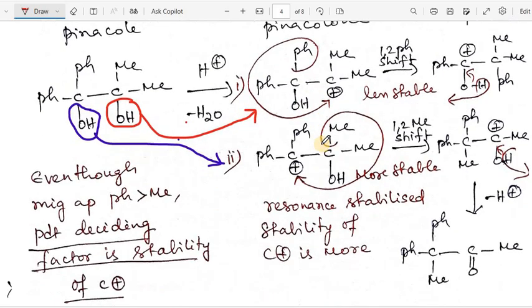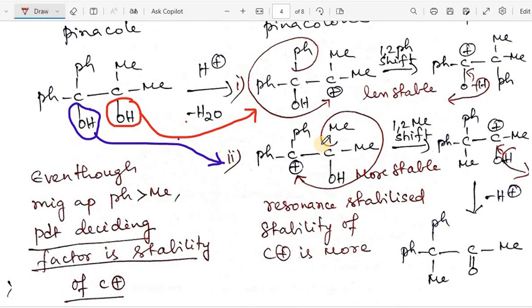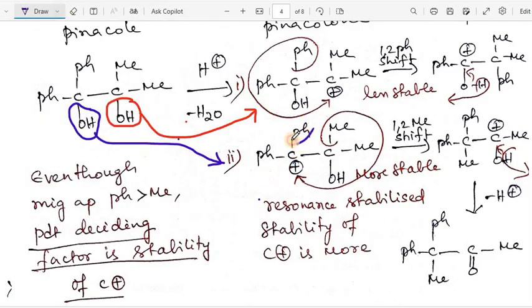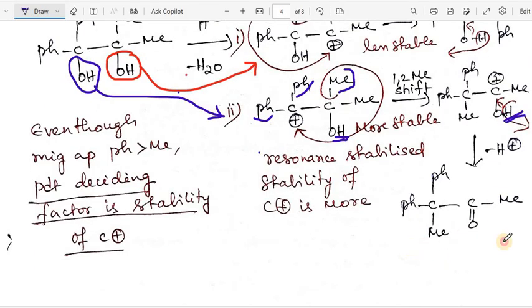Now let us consider the 2 carbonium ions. Which is more stable? The second one is more stable because the positive charge is stabilized by 2 phenyl rings. Therefore this carbonium ion is more stable. Then what will occur? The group which is trans to the migrating group, this methyl, will get migrated and this H plus will get removed. This is a 1,2 methyl shift, and then this H plus will get removed and there is a formation of ketone. So this is the major product formed.